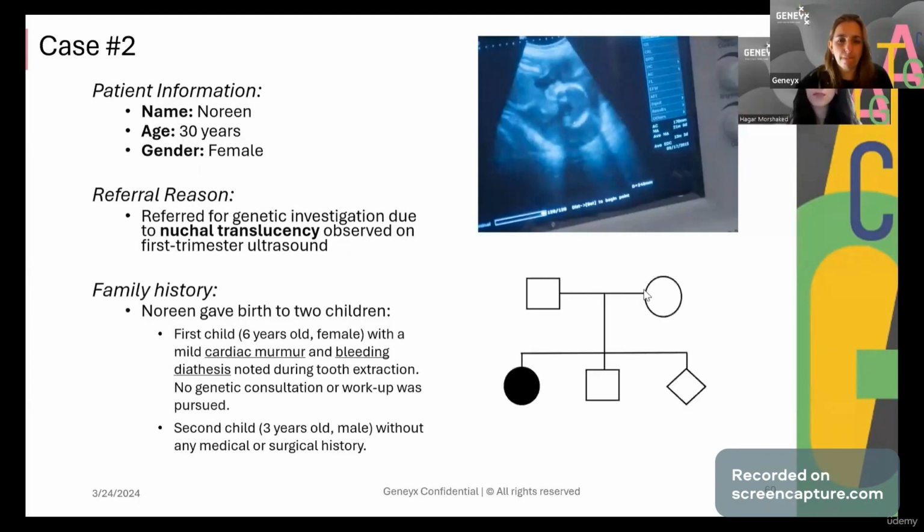In addition to that, during the genetic counseling, this is the pedigree that was taken. Nouine so far gave birth to 2 children. The first child is 6 years old, female, and this child presented with mild cardiac murmur and bleeding, which was noted during the tooth extraction. Besides that, there was no genetic counseling or workup that was pursued for this child. The second child was a male, 3 years old, without any relevant medical or surgical history.